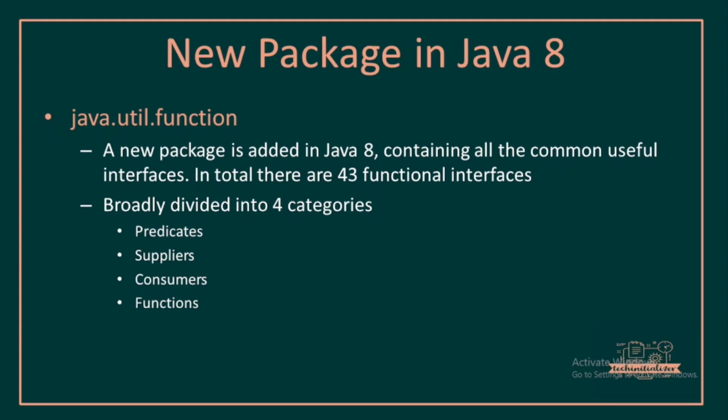Moving on, in Java 8 a new package has been introduced, which is called java.util.function, and this package contains all the common useful functional interfaces. In total there are 43 functional interfaces that were introduced, but they are broadly divided into four categories: predicates, suppliers, consumers, and functions. Let's see them one by one.